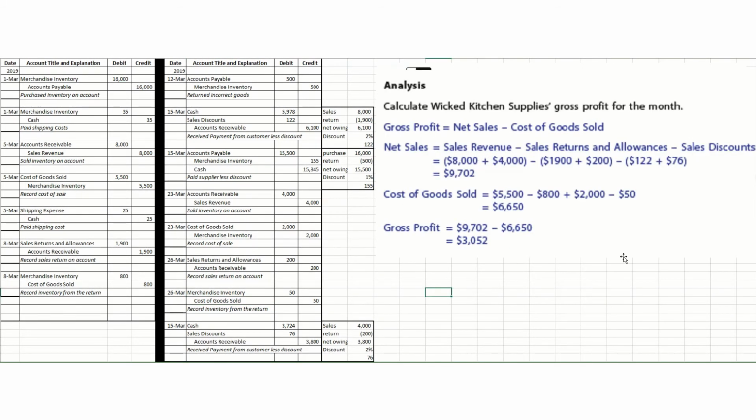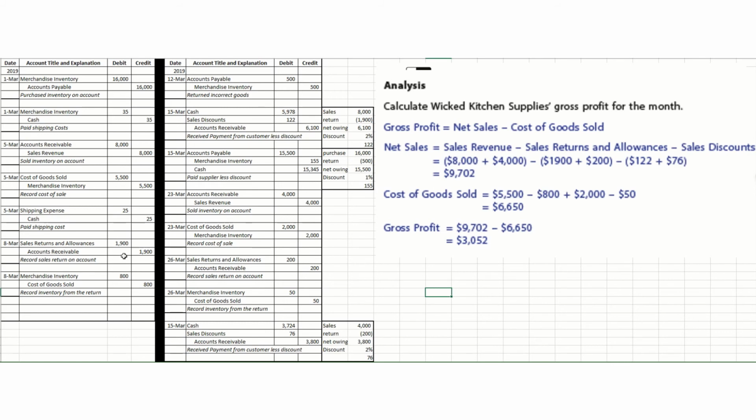Alright, so the next part of this problem says to calculate Wicked Kitchen Supply's gross profit for the month. I've already displayed it on screen, but I'll just walk you through it briefly. So gross profit is equal to the net sales less the cost of goods sold. Net sales has three components to it in this situation. We have our sales revenue, less our sales return and allowances, less any sales discounts.